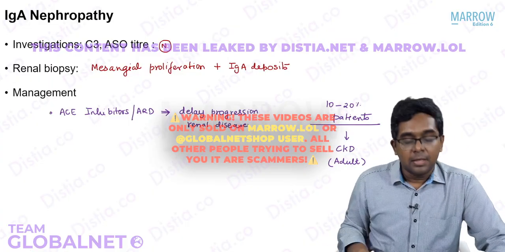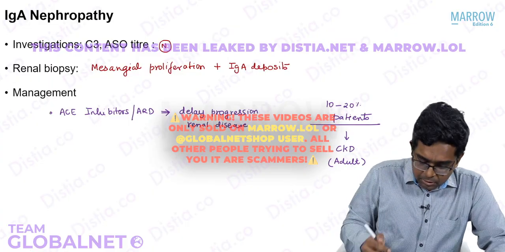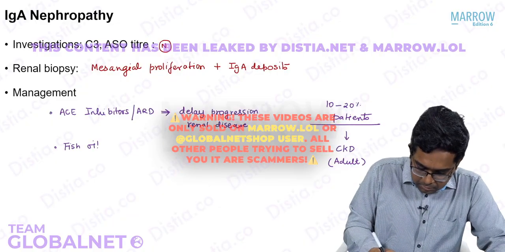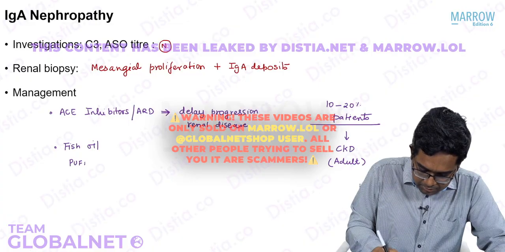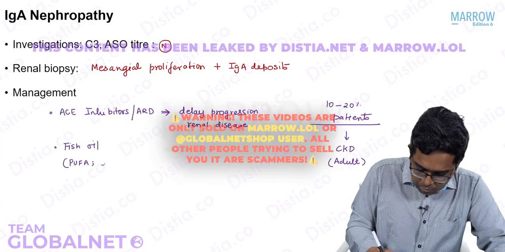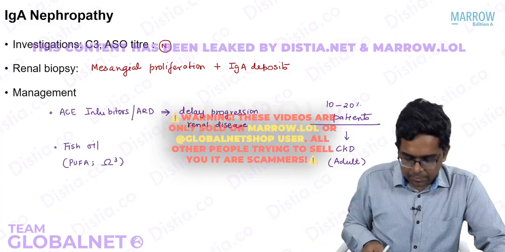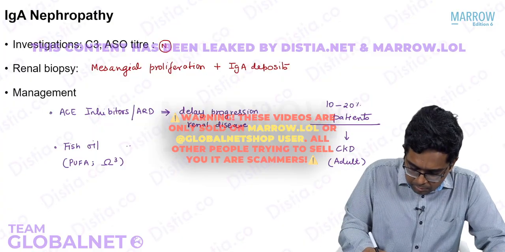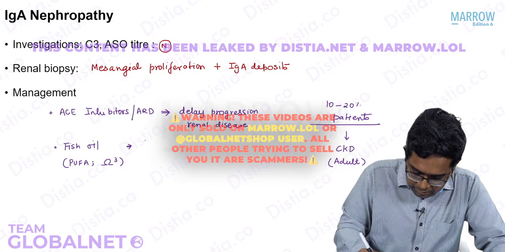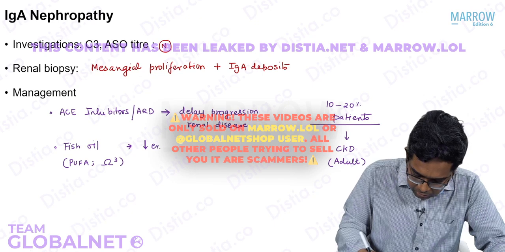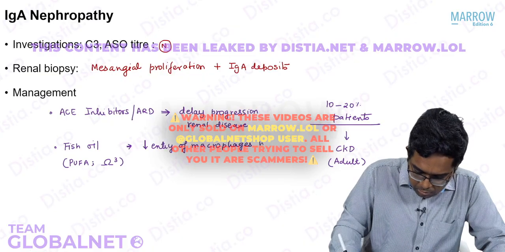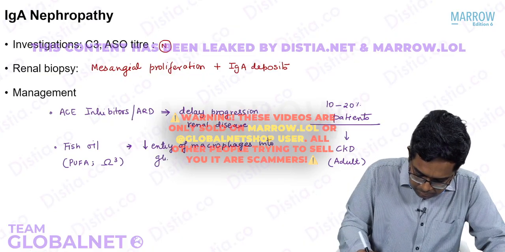Okay, right. Second important point in the management is you can use fish oil, which is rich in PUFA or polyunsaturated fatty acids, especially the omega-3 fatty acids. And this omega-3 fatty acid is supposed to be beneficial by decreasing the entry of macrophages into the glomerular mesangium.